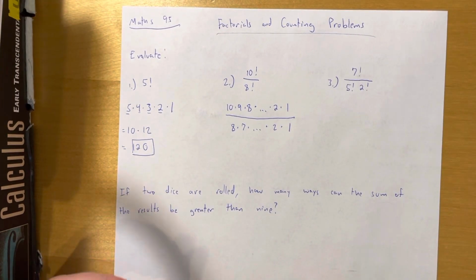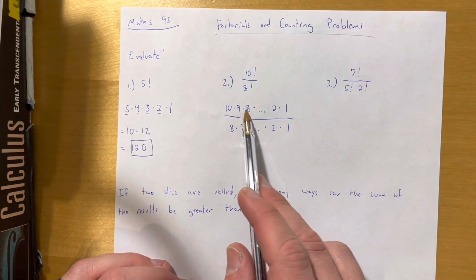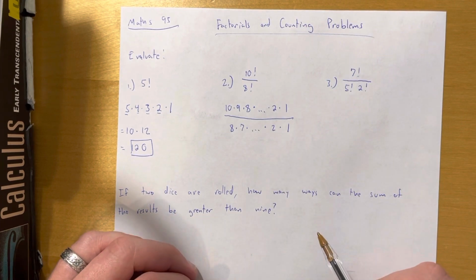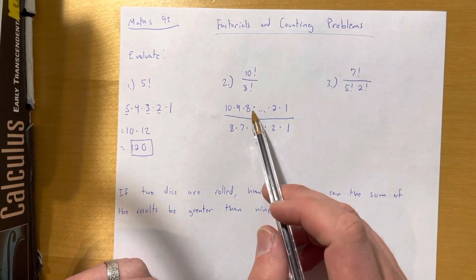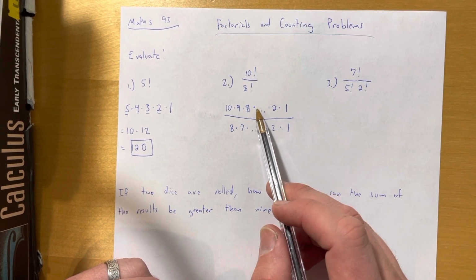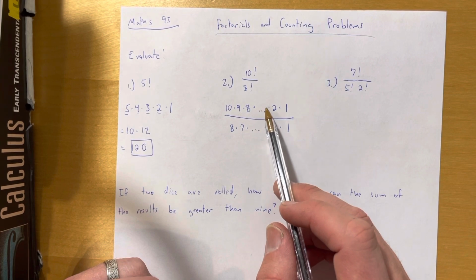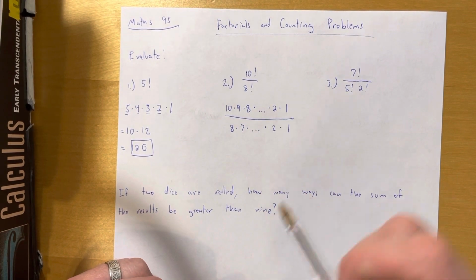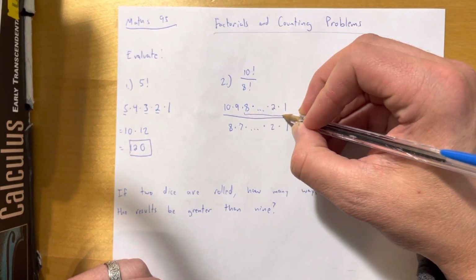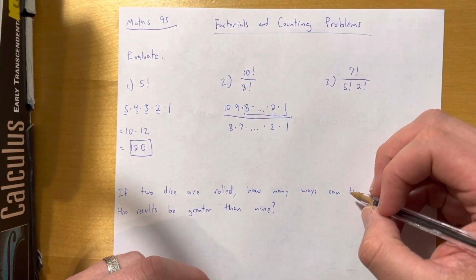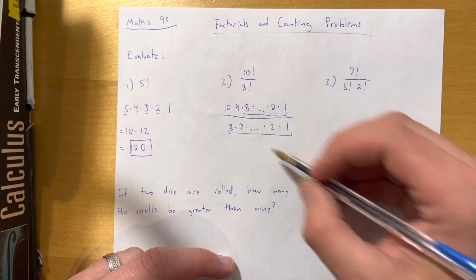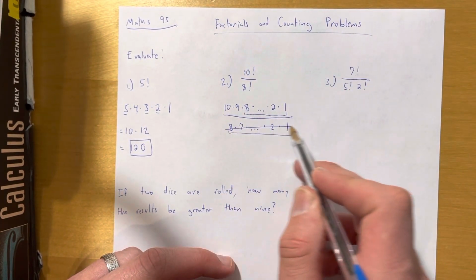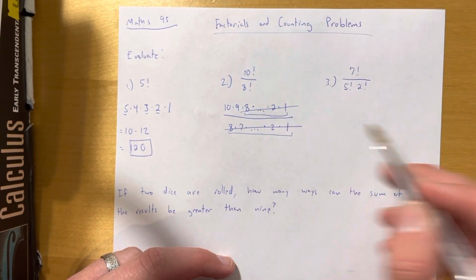Now, it is not worth your time and effort to actually multiply all of these out, because there's a whole lot of cancellation that also happens here. Notice I have 8 times 7 times 6 times 5 times 4 times 3 times 2 times 1, all appearing right here. And those are the exact factors in this product down here as well. And because I'm dividing, all of these guys will cancel with all of those guys.